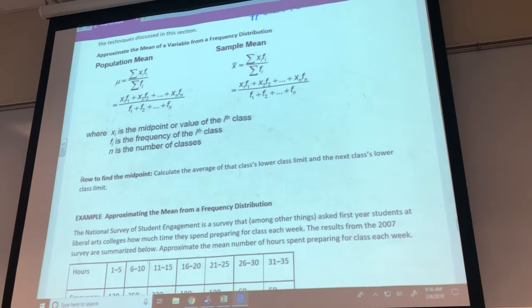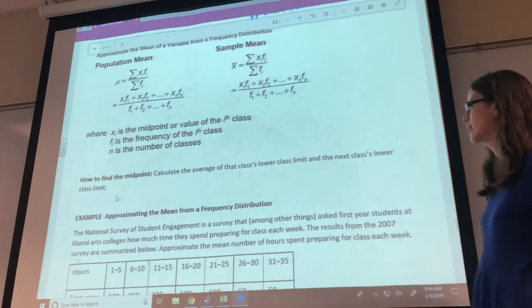All right, and then they have this part right here, how to find the midpoint. Different textbooks do it different ways, but our textbook says you're going to look at that class's lower class limit and the next class's lower class limit, and you're going to average those things together. So add them together and divide by 2. Again, with this one, just like when we did class width, don't use the upper class limits at all, leave those out of it. You're just going to look at the lower class limits when you go through and figure out your midpoint.